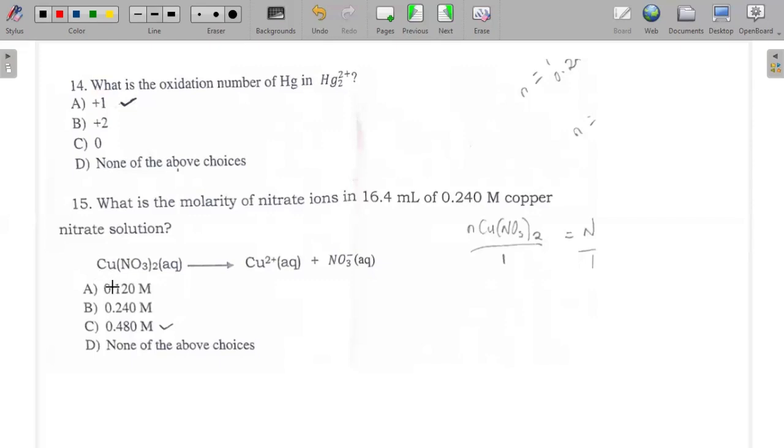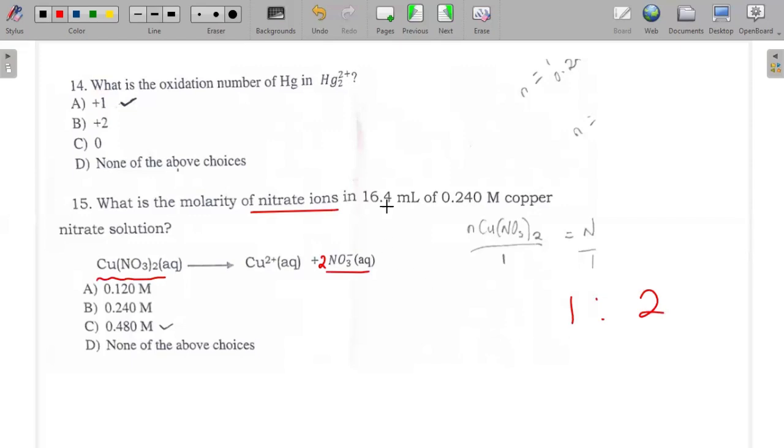Okay, so this one here shows that we have 1 copper, and on the other side we have 1 copper, and then we have 2 of the NO3. But here we can only see 1. So we have to balance this by writing a 2 in front there. Now this equation is balanced. So the mole ratio of the copper nitrate solution to the nitrate ions is just 1 to 2.